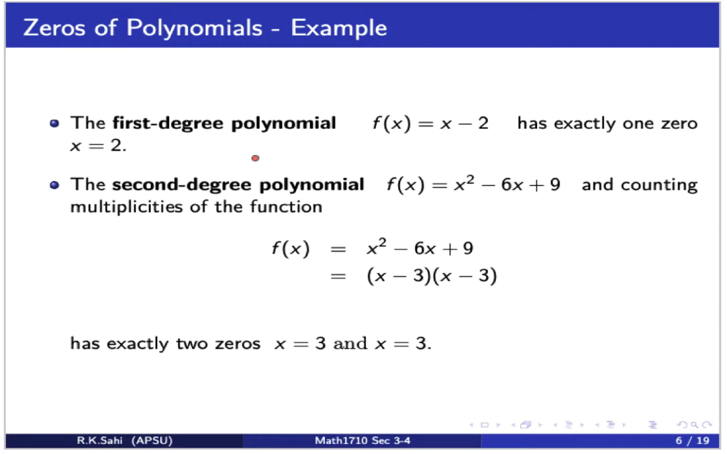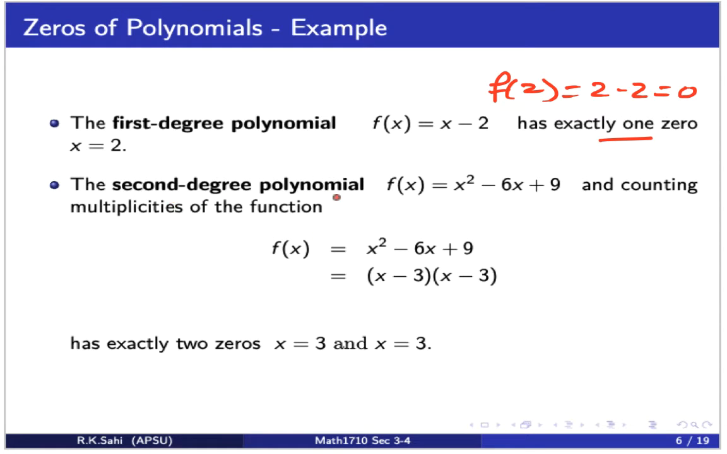Now, the first is a polynomial of degree 1. For example, f(x) equals x minus 2. Now this has exactly 1 zero. In other words, when you plug in 2 in place of x, it has exactly 1 zero, x equals 2. That means when you plug in 2 in place of x in the original function, you should get a 0.